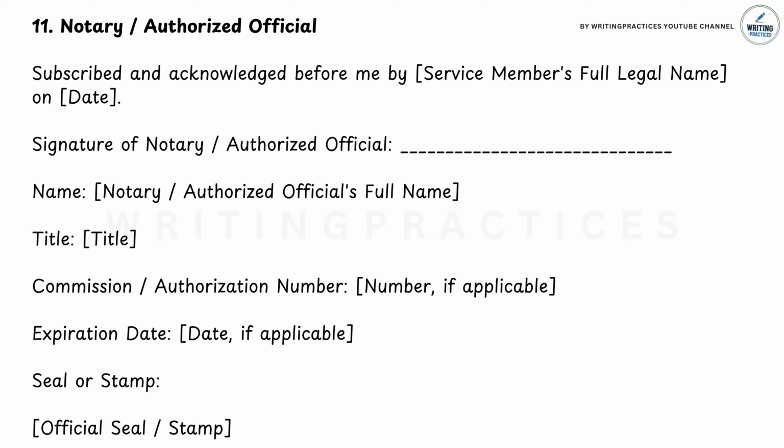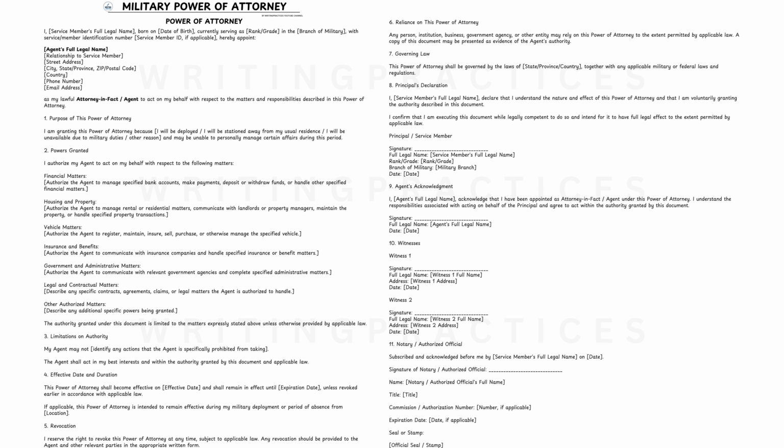Make sure the powers are specific, the limitations are clear, the effective period is correct, and all required execution procedures are completed. So that's how you write a power of attorney step by step. Make sure you carefully identify the principal and agent. Clearly define every power being granted, establish appropriate limitations and duration, and complete the required signatures, witnesses, and notary or authorized official procedures.